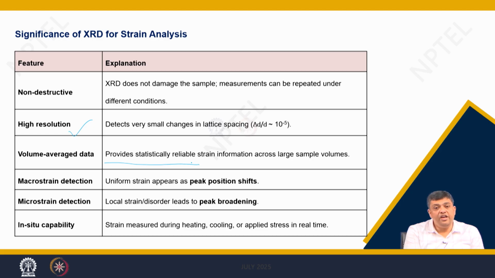For example, if you have a material which is being cooled or is being heated, then is the lattice stable or is it showing some kind of strain appearance? That you can just determine by analyzing the temperature dependent X-ray. You can also apply pressure and that can lead to strain appearance.